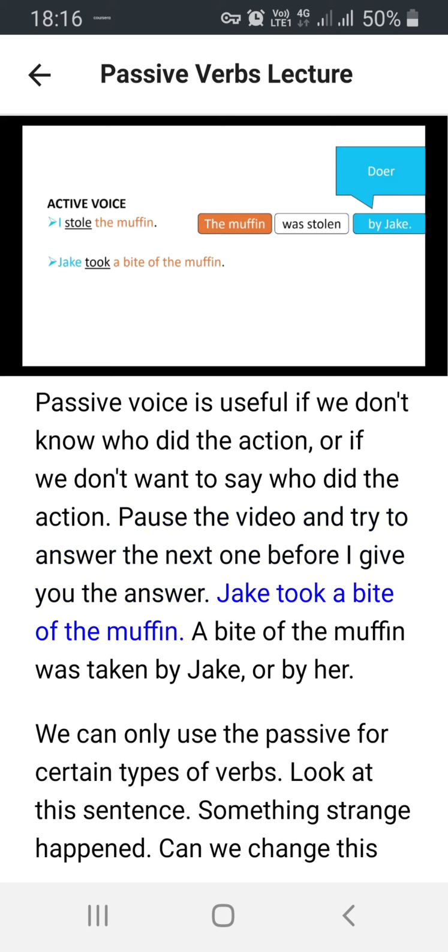Pause the video and try to answer the next one before I give you the answer. Jake took a bite of the muffin. A bite of the muffin was taken by Jake or by her.